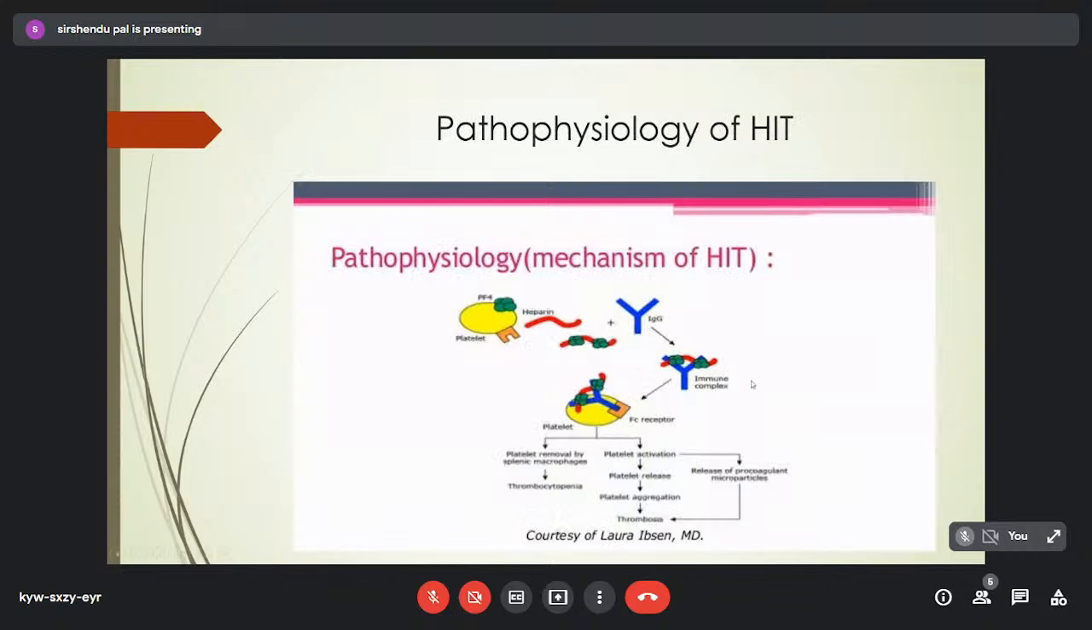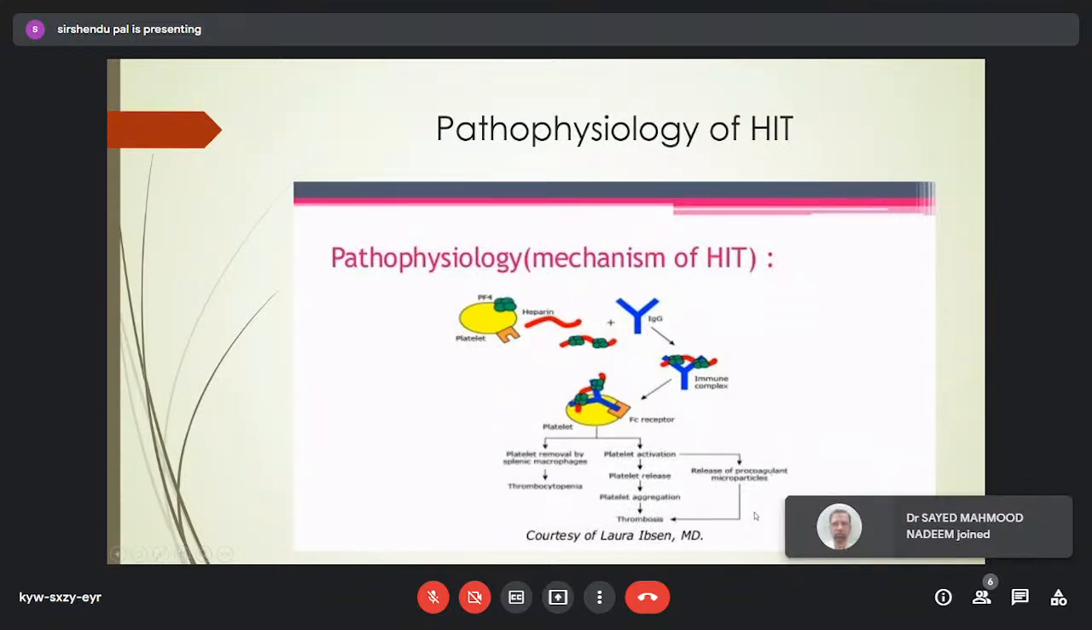This is the pathophysiology behind HIT, where on activation of the platelets, platelet factor 4 is liberated and comes to the exterior of the platelet. The heparin combines with this platelet factor 4 to form immune complexes, which combine with IgG immunoglobulins, cross-linking through the Fc receptors and causing platelet activation. These sensitized platelets are removed by the splenic macrophages, causing thrombocytopenia. Platelet activation also causes the release reaction, platelet aggregation and thrombosis, and releases procoagulant microparticles, which further increase thrombotic complications.